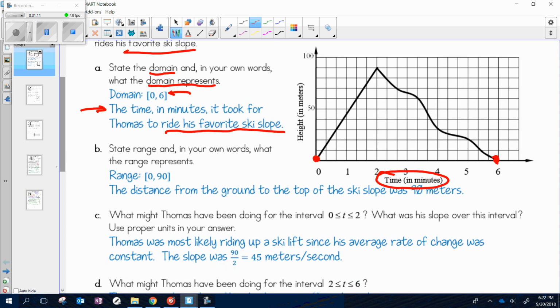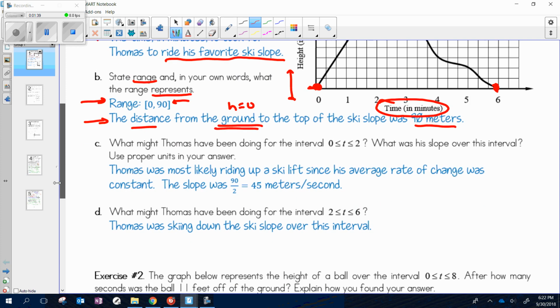Part B, state the range. So for range, I'm looking in this direction, low to high. So from 0 to the highest point, the range is 0 to 90. 0 is included and 90 is included. So those are brackets. The distance from the ground to the top of the ski slope was 90 meters. That's what it represents. The distance from the ground, which would be a height of 0, to the 90-meter top.